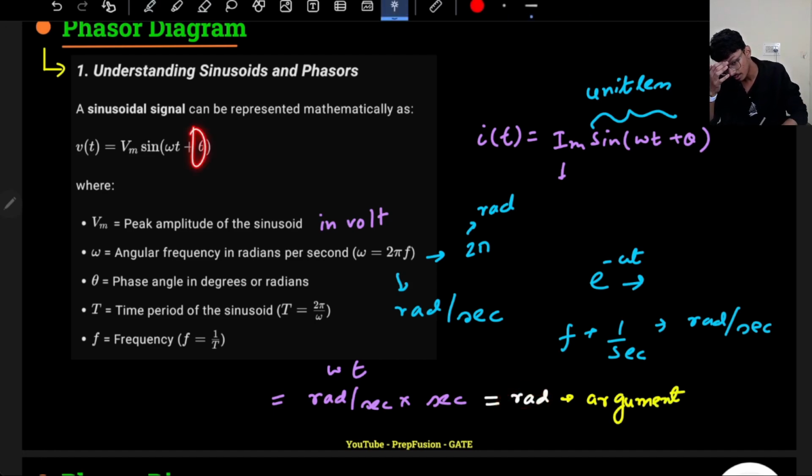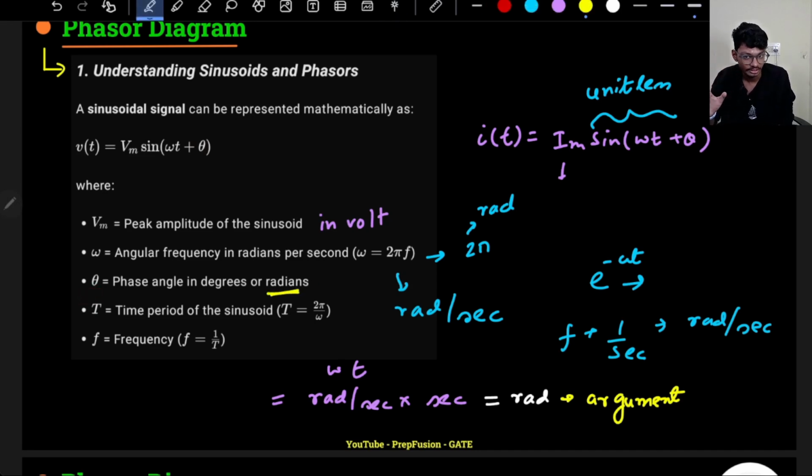And what is the unit of theta? Now it depends on how it is given in the question. By default the unit of theta will be radians. This is the default unit, but it can be degrees as well. I will discuss that in the next few slides. What is the time period? Time period is basically 2 pi by omega. I think you already know this. And frequency is 1 by T, which I have already discussed. Frequency can also be written as hertz.